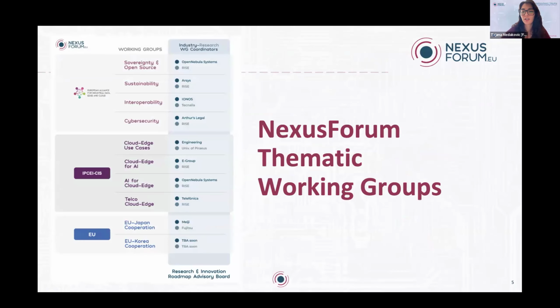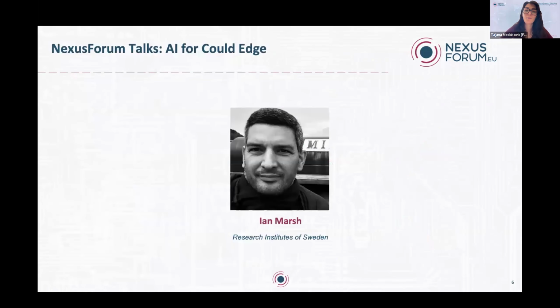Today, as I mentioned, we are tackling a domain from one working group, but NexusForum actually has 10 working groups, and with each we have held these NexusForum Talks. So this is also a chance to get some additional insights on the work that we have done. But I will skip to the main point. As I mentioned, Ian Marsh is here with me today from Research Institute of Sweden. So, Ian, please go ahead and introduce yourself.